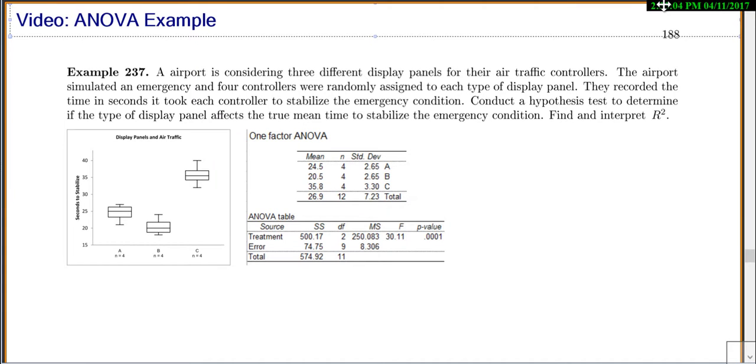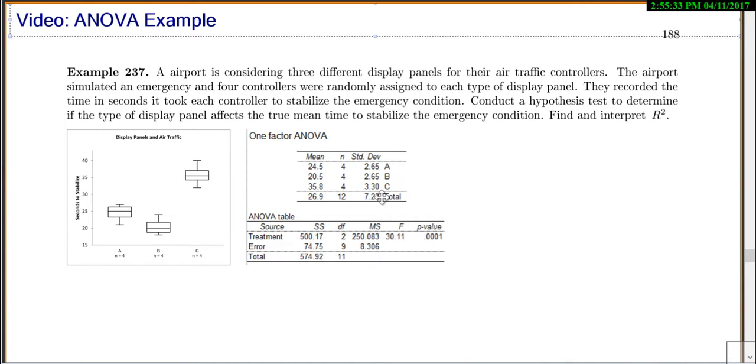Okay, in this example, we have an airport considering 3 different display panels for their air traffic controllers. The airport simulated an emergency, and 4 controllers were randomly assigned to each type of display panel. They recorded the time in seconds it took each controller to stabilize the emergency condition. Conduct a hypothesis test to determine if the type of display panel affects the true mean time to stabilize the emergency condition, and find and interpret R-squared. So first of all, when we look at this, we notice that there's 3 different types of panels.